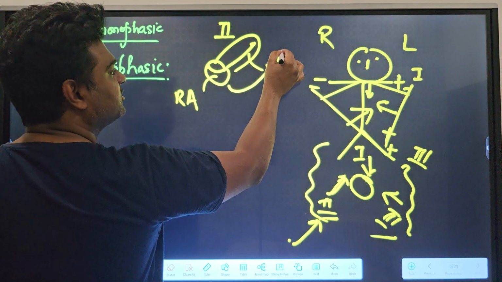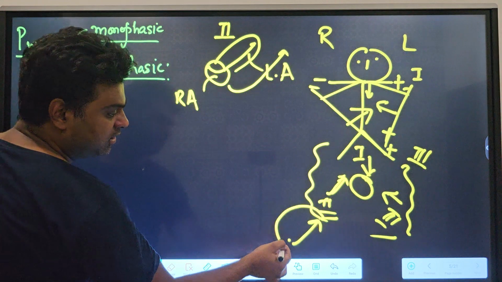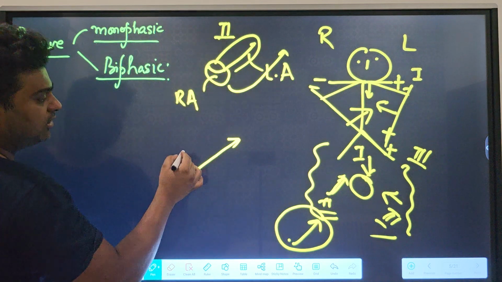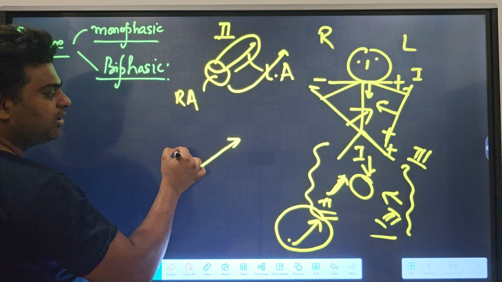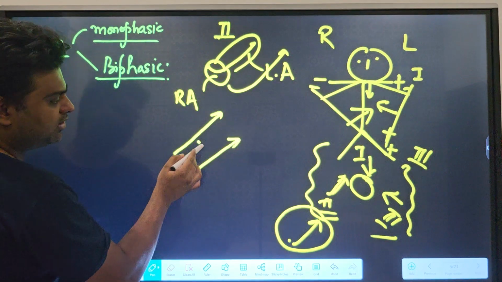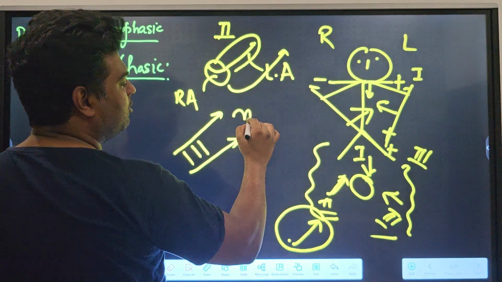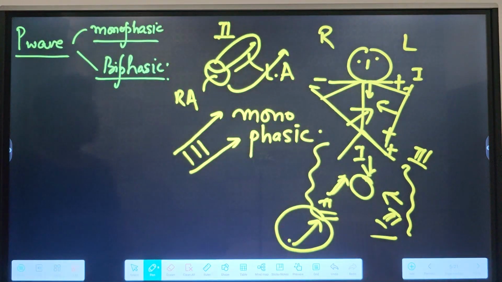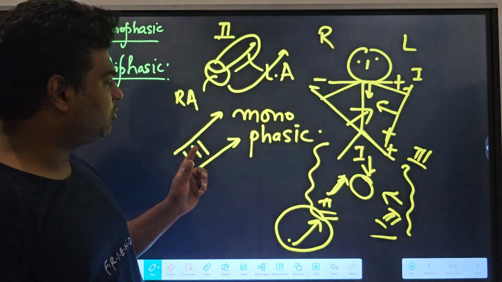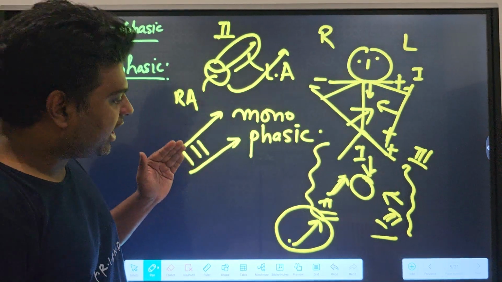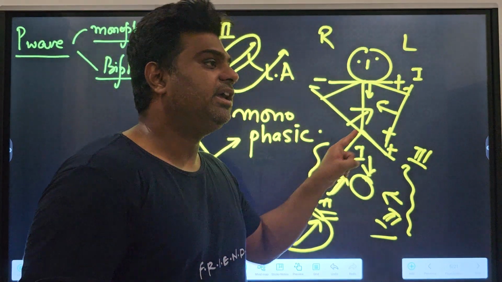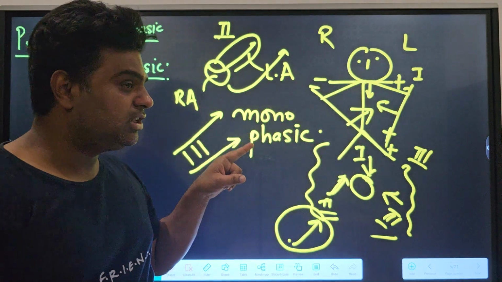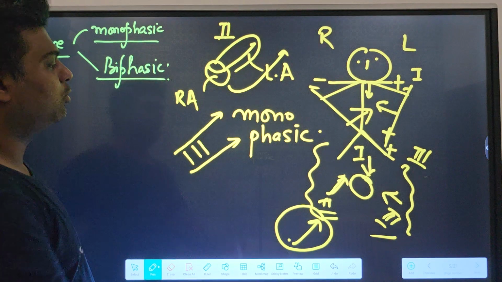It is like this. Now compare it to lead 2. In lead 2, the direction is this, and the direction of depolarization of the atrium from the right atrium to the left atrium is this. So they are in the same direction. That's why it is always monophasic in lead 2. So the P wave is always monophasic in lead 2 because the direction of depolarization of the atrium and lead 2 are parallel to each other and in the same direction. That's why they are monophasic. Okay.